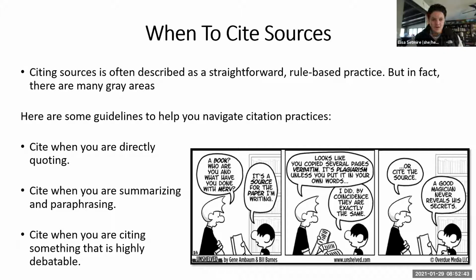Here are some general guidelines that can help you to navigate citing and not citing and those different practices. Anytime you directly quote, you need to cite the sources. This is probably the most black and white, the easiest one to remember. If you quote someone, you have to cite it. Whenever you're summarizing or paraphrasing somebody else's ideas, you have to cite that source because those ideas are not your own. And you have to cite whenever you're discussing something that's highly debatable. Whenever it's debated or very controversial, you're going to want to cite your sources.